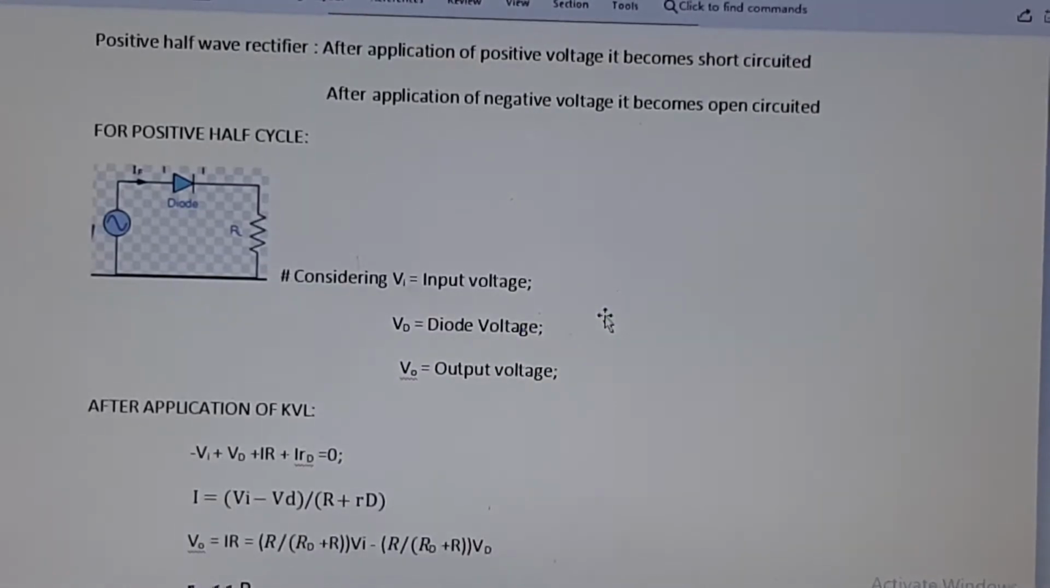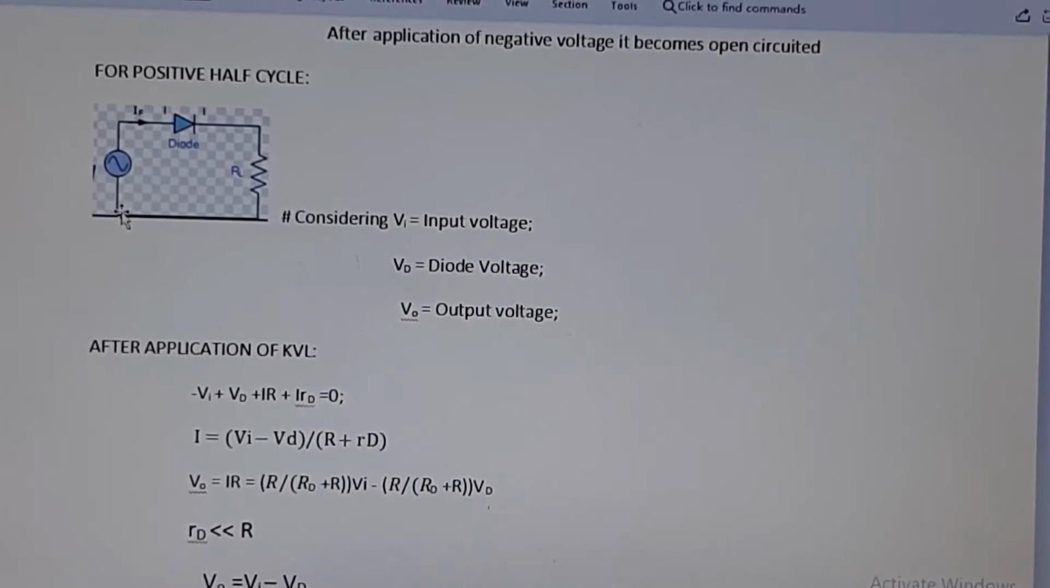In this circuit we can see that there is an input sinusoidal voltage, and this is the diode, and its voltage is Vd, and through this the voltage is V output, and this is resistance R. If we apply a KVL, then we can find minus Vi plus Vd plus I times RD. Here is a small resistance, that is RD, and the voltage through the small resistance will be I times RD, and the voltage drop through this R will be I times R.